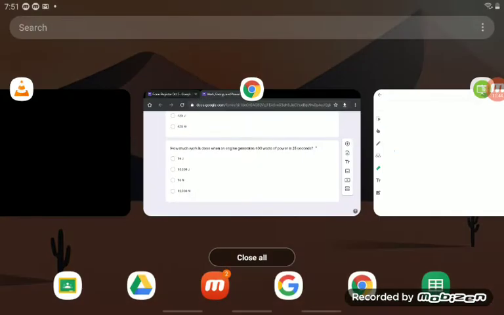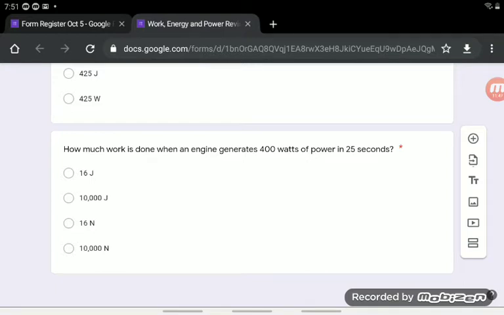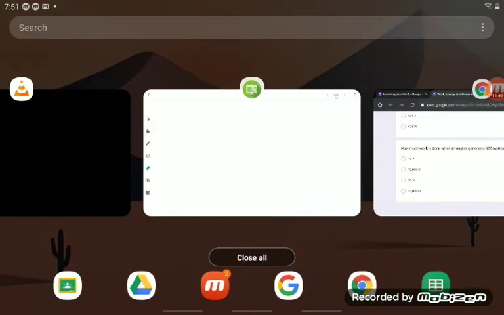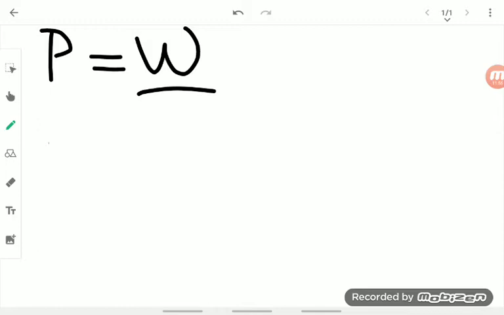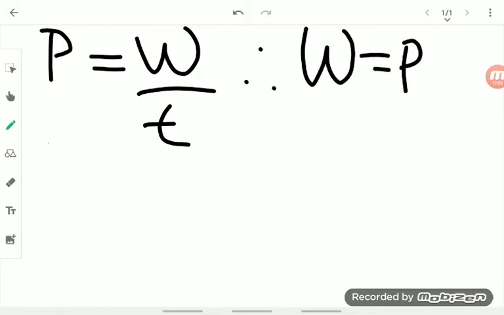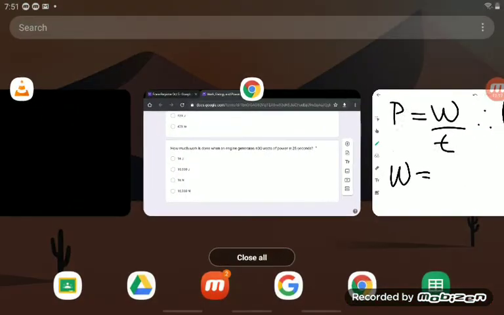So this time we are given power and time, and we're asked to find work. So remember, power is equal to work divided by time. So therefore, if we transpose to make work the subject, then work is equal to power multiplied by time. So that means that our work is equal to, what will we be doing? Oh, we're finding time. No, we're finding work.